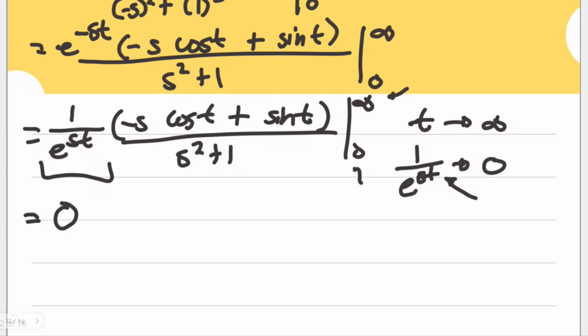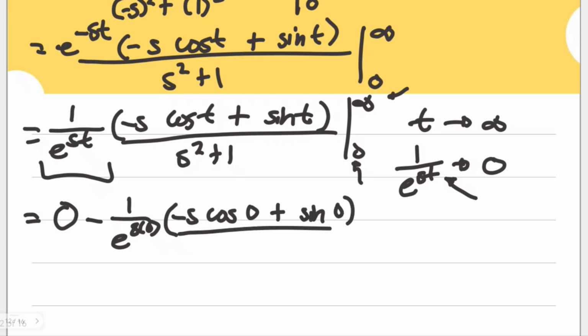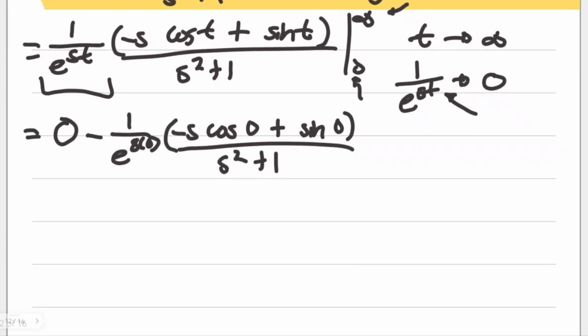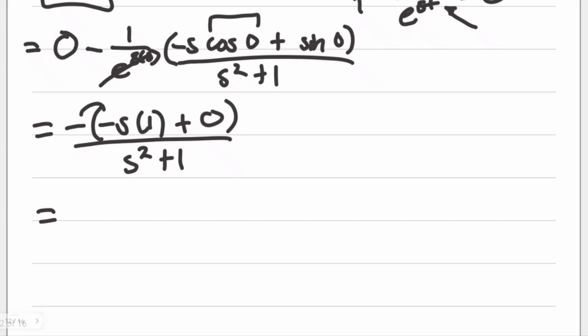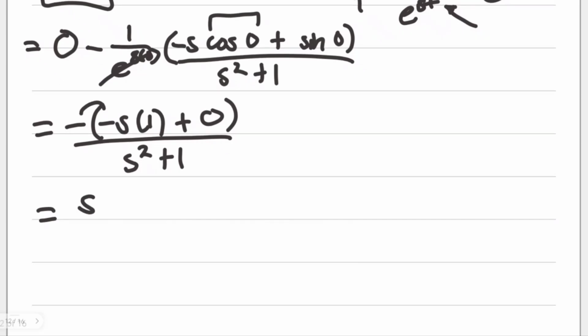Next is to substitute 0. So you have minus 1 over e to the power of s times 0, then negative s cosine of 0 plus sine of 0 all over s squared plus 1. This is negative 1 over 1, which is equal to 1, so we may no longer write that. So the negative of negative s, the cosine of 0 is 1, plus the sine of 0 is 0, all over s squared plus 1. So with that, double negative property, that's s, and of course, since this is 0, no need to distribute that, all over s squared plus 1.